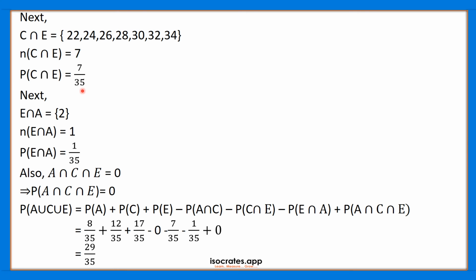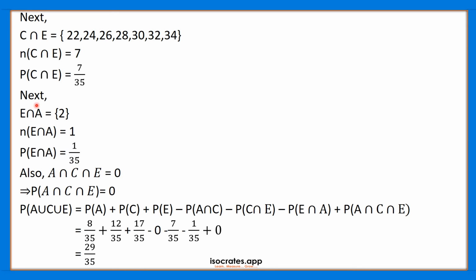Next, let us find the probability of E intersection A. In order to find the probability of E intersection A, we need to find the value of N of E intersection A. So E intersection A is equal to 2, and hence we have N of E intersection A is equal to 1, and so we get P of E intersection A is equal to 1 by 35.